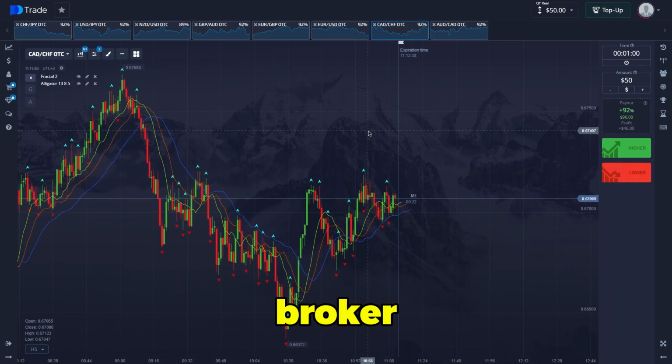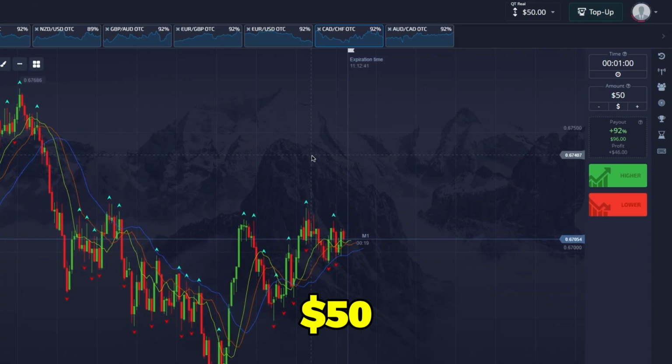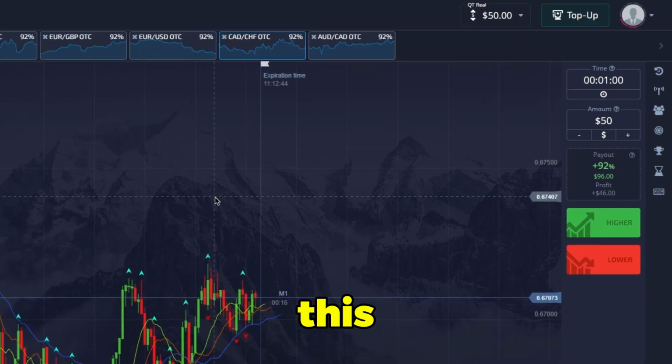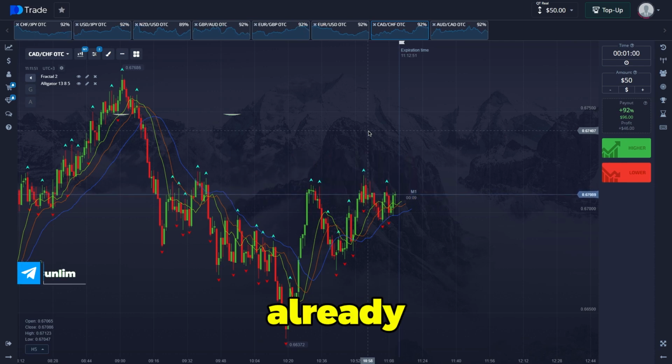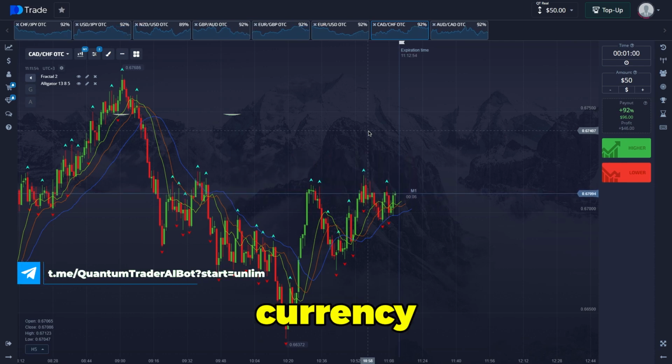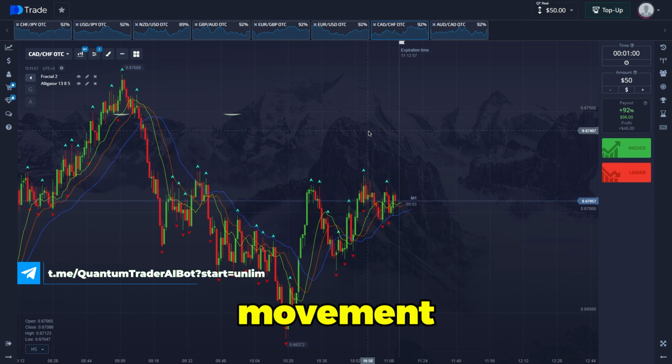So you and I are at the broker. You can see the amount of $50 on my balance sheet, and it is from this amount that we will disperse our deposit today. We will open transactions on a 1-minute time frame, and I've already selected and analyzed all currency pairs with the most optimal movement pattern.